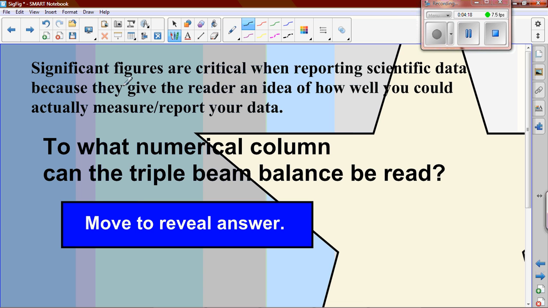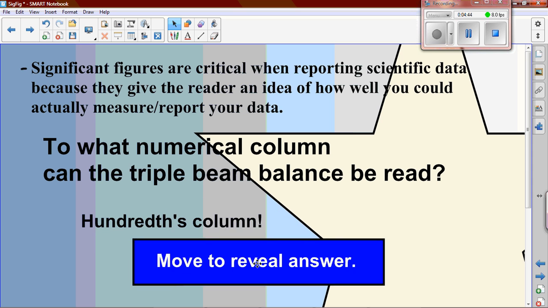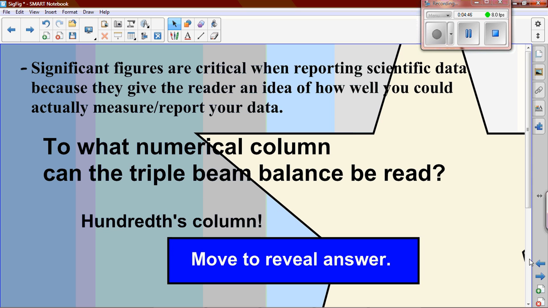Again, we're using significant figures here to report the data scientifically with a great deal of accuracy, and it really will depend on the precision of instrumentation that you're using. And so I'd like you to recall a triple beam balance if you could, and try to think about what numerical column the triple beam balance is read to. So think about it, pause it, because here I go. Hundreds column. Hopefully you got that one right.